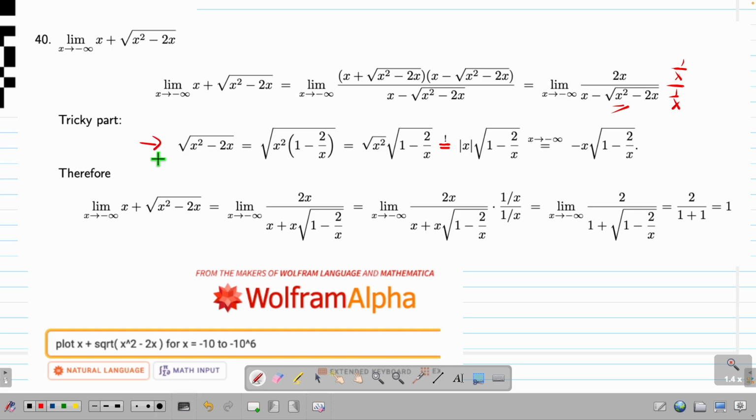So let's see this part. So I have this thing. I take the x out. I get this. And then, well, square root ab is just square root a square root b, right? So I have this equal sign. I split them out. Now this is important.